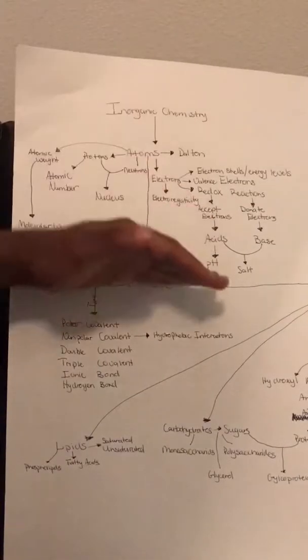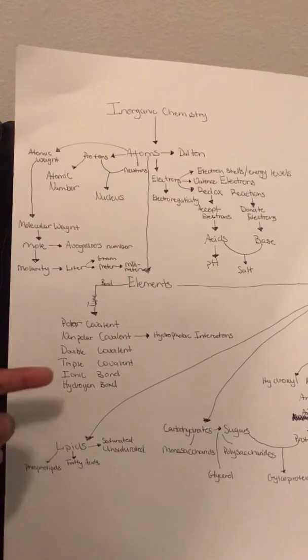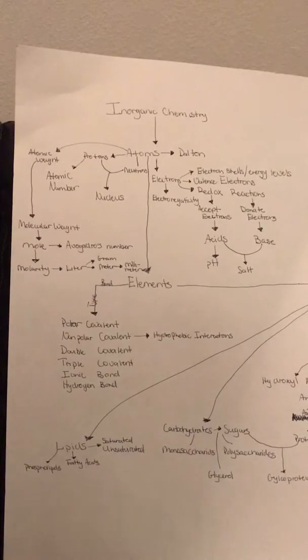Now, from atoms, we get elements. Elements form different types of bonds with one another. We have polar covalent bonds, non-polar covalent bonds, double covalent bonds, triple covalent bonds, ionic bonds, and hydrogen bonds.